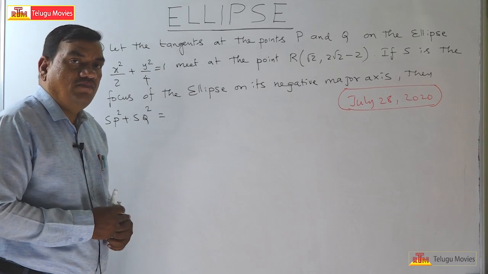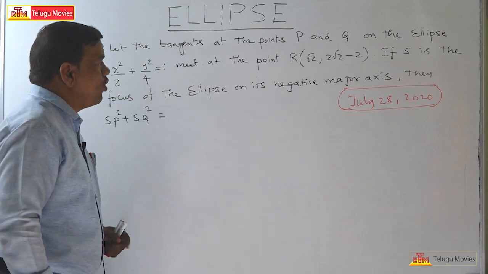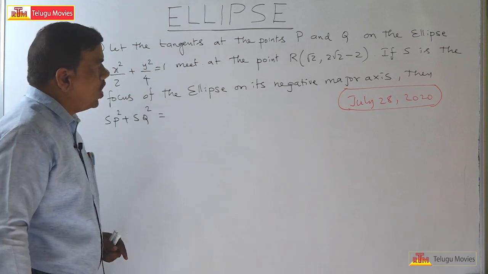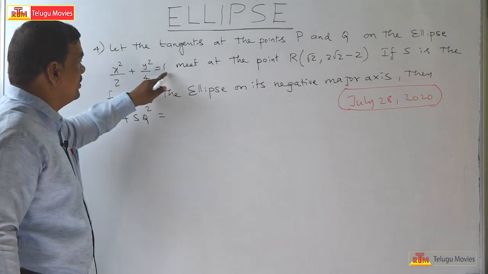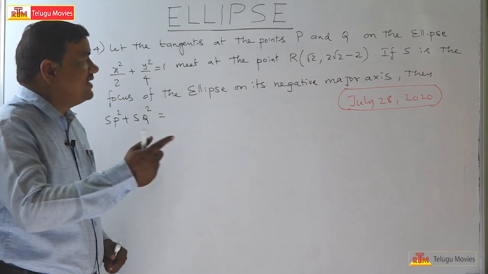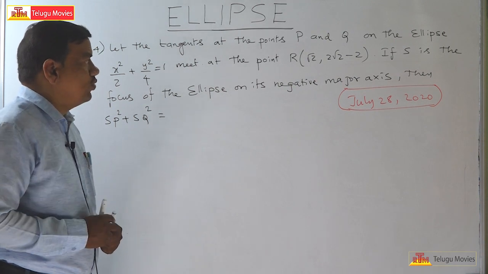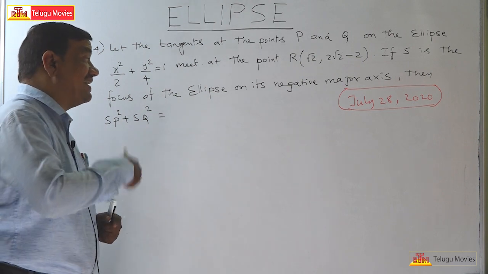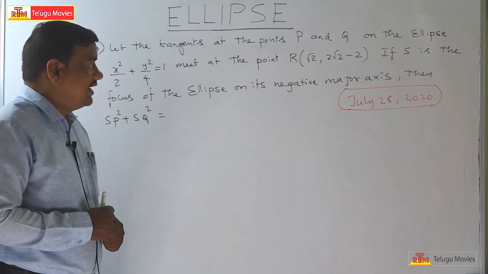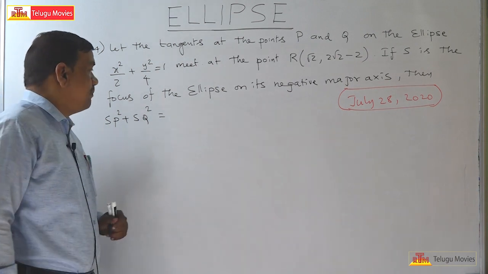Dear students, welcome to this problem. So the problem is, let the tangents at the points P and Q on the ellipse x square by 2 plus y square by 4 is equal to 1 meet at the point R, root 2 comma 2 root 2 minus 2. If S is the focus of the ellipse on its negative major axis, then what is SP square plus SQ square.